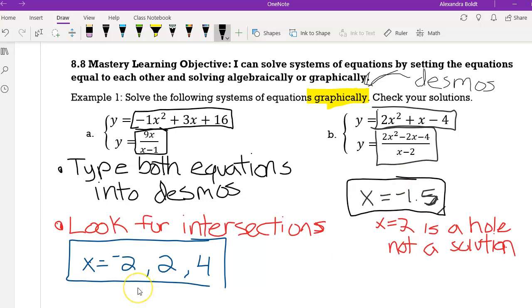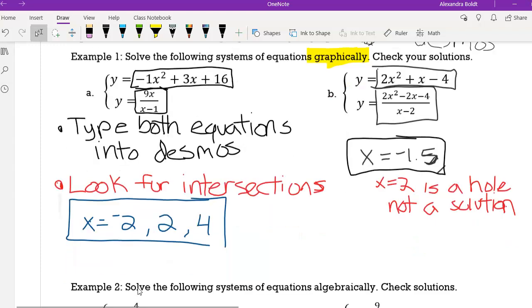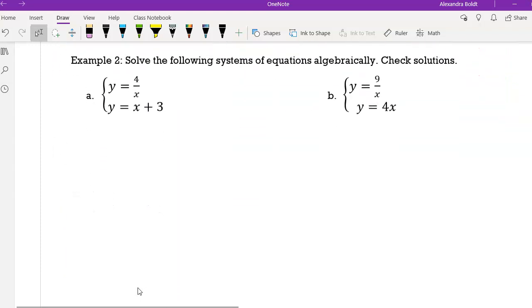Okay. Alright. That's it for graphically. Pretty easy, just typing it in. Things we've kind of done before. So now let's look at our example 2. Example 2 says solve the following systems of equations algebraically. Okay. Check solutions, right, make sure we check for our extraneous solutions.